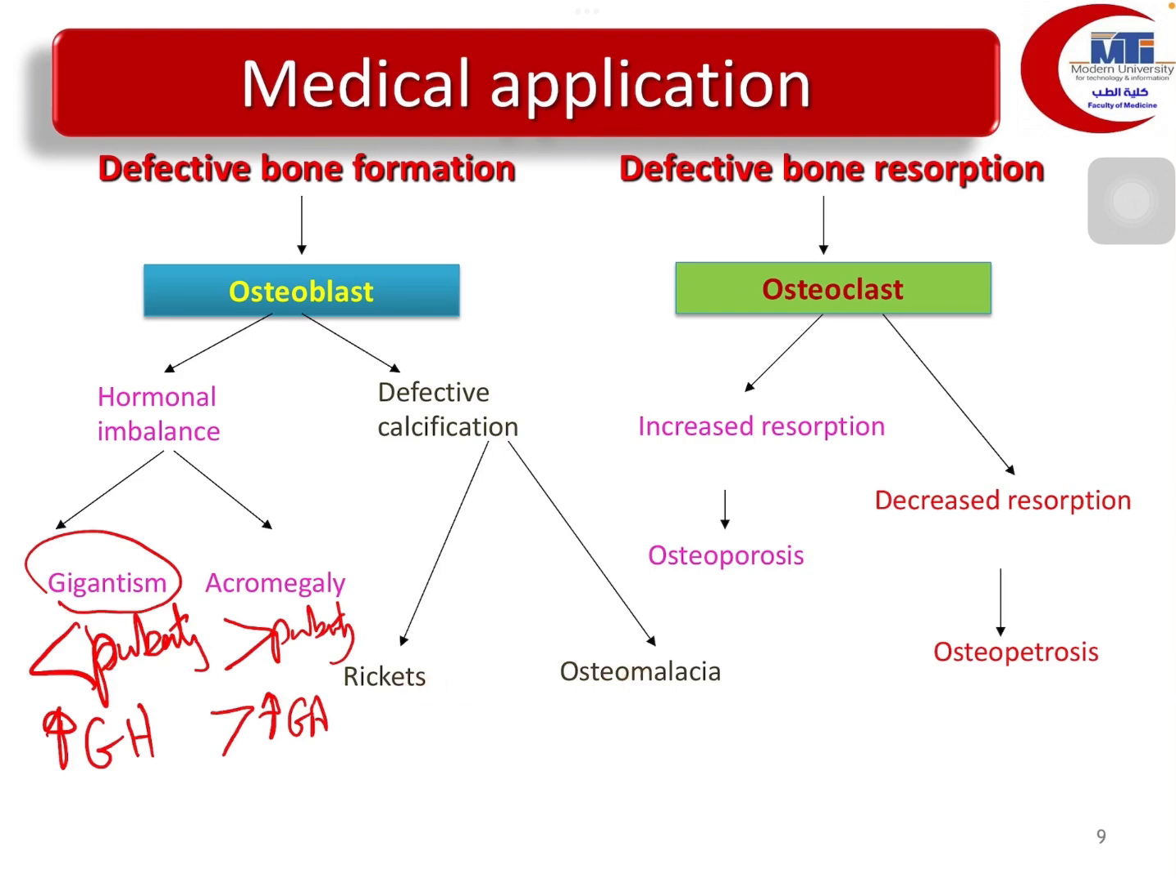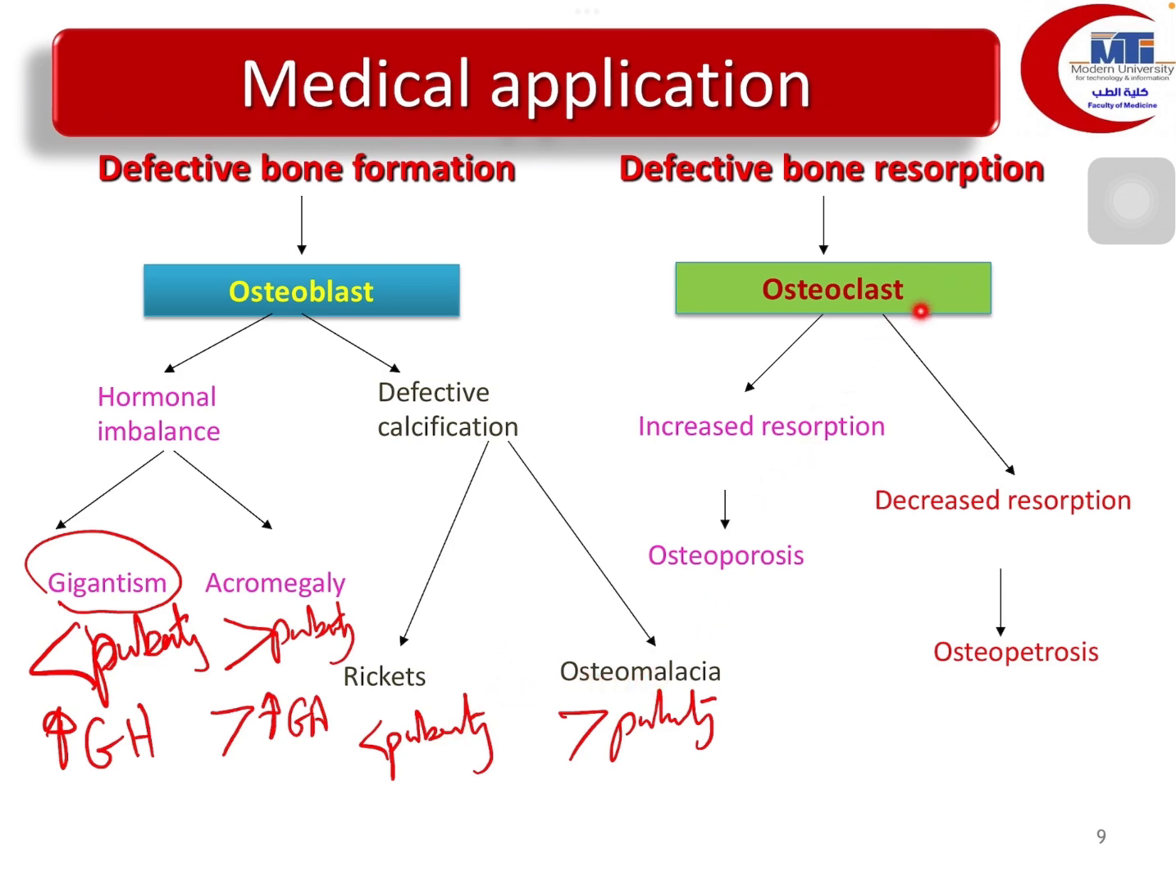So a defective calcification can result in rickets, one of the commonest diseases of children, due to defective calcification before puberty, or osteomalacia, which results from a defective calcification after puberty. Okay, so these are the conditions related to osteoblasts: either hormonal imbalance, or the bone tissue matrix itself is disrupted, or defective calcification resulting in either rickets or osteomalacia.